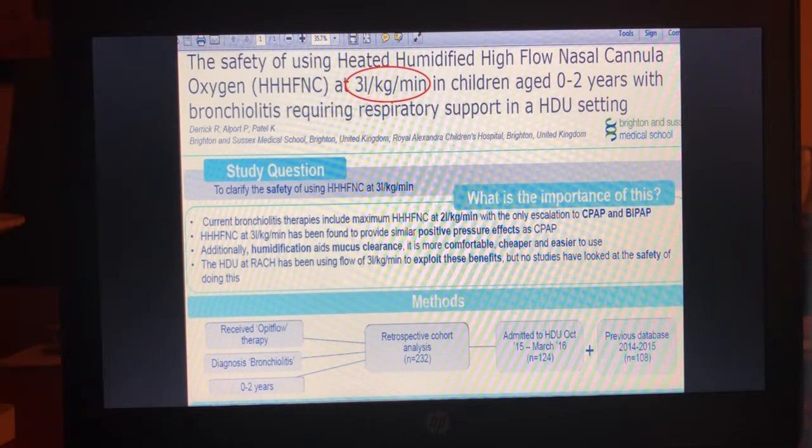And this is an excerpt from a poster that was written by Rania Derrick, a 4th-year medical student who did some work with me, and it shows that we did a retrospective data analysis of a cohort of 232 infants, and that included a cohort from the 2014-15 winter, and we're defining winter as October to March, and also 2015-16.